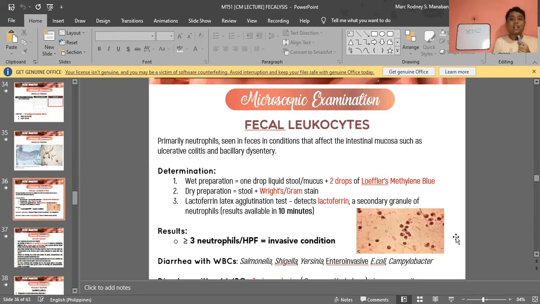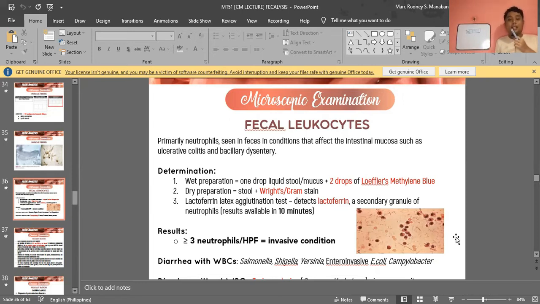And number 3, of course, the Lactoferrin Latex Agglutination test. So this is an immunoassay. You detect lactoferrin, which is a protein or granule secreted by the neutrophils. And the results are available in 10 minutes. So it's easy. Usually these are test kits or agglutination kits. Okay, so it's detecting lactoferrin.